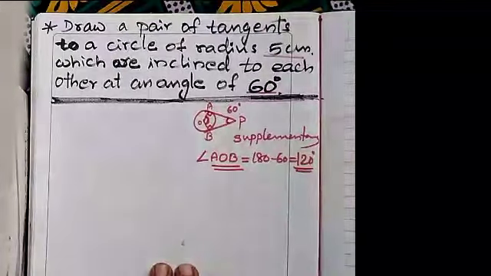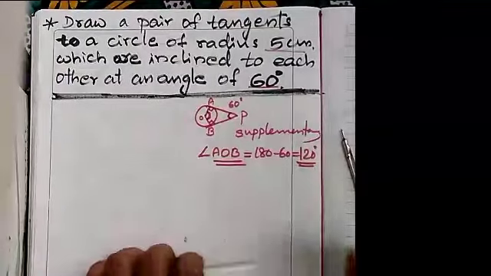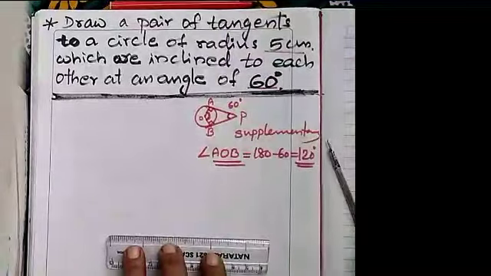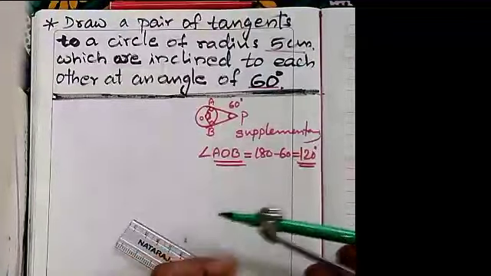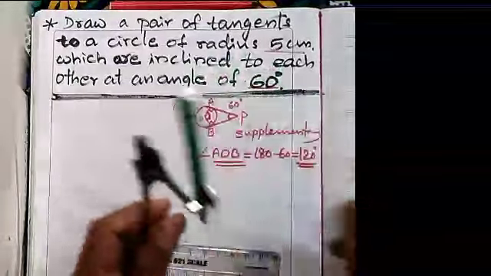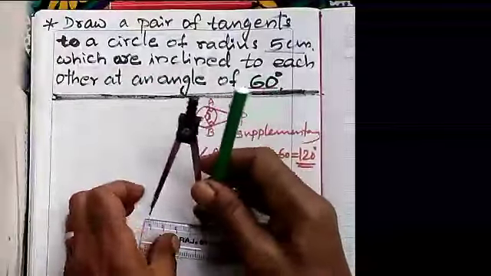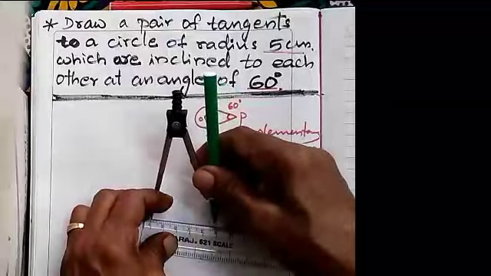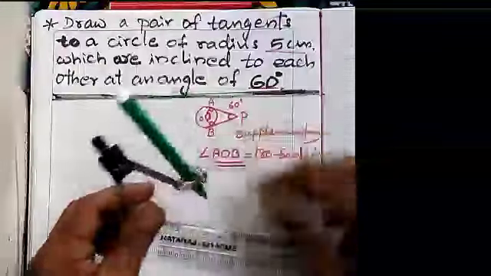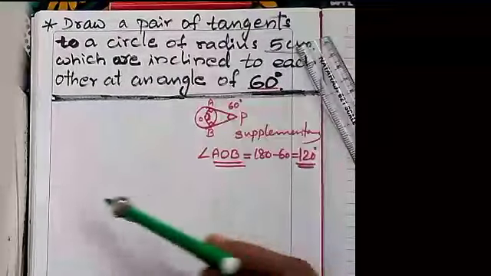Okay, now we can start with the radius. What's the radius? 5 centimeter. So, we have to select 5 centimeter in your compass. Understand? So, 5 centimeter, here we are selecting. Take the correct measure. Okay, 5 centimeter radius and draw a circle.